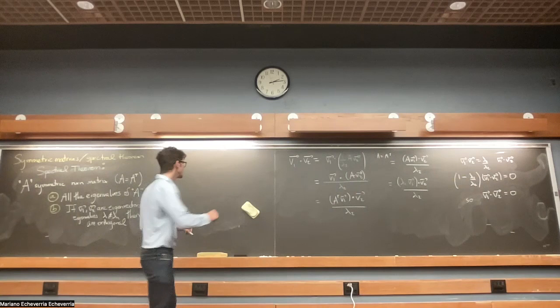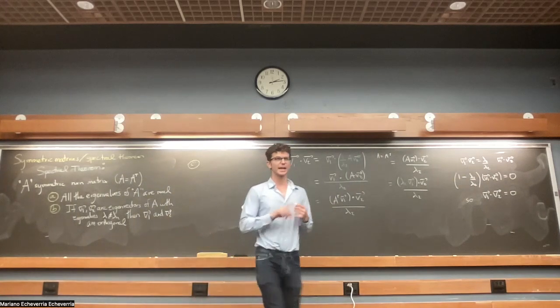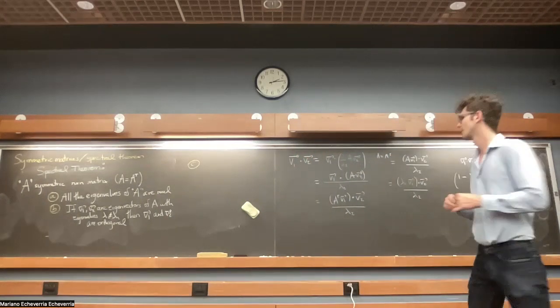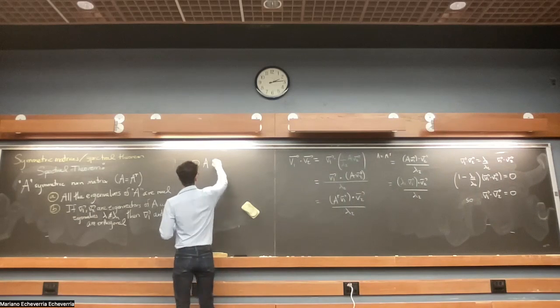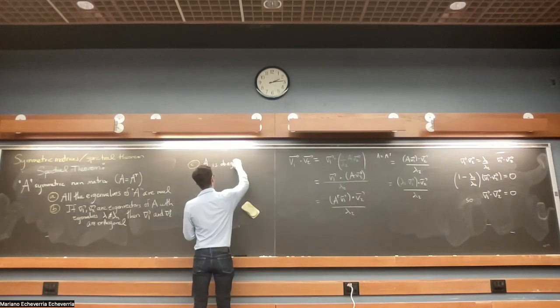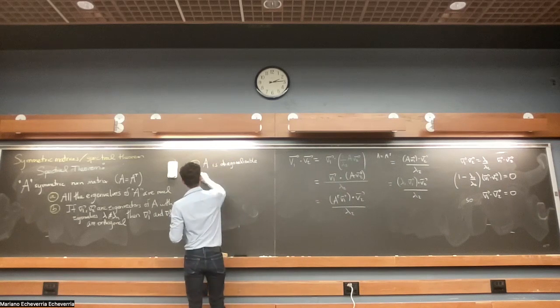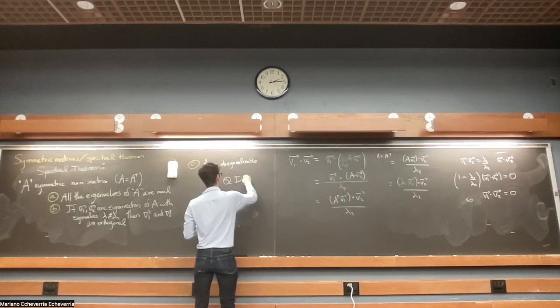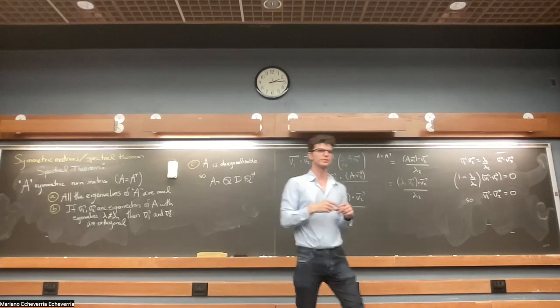And C is the most important part, which says that A is going to be diagonalizable. So A is diagonalizable. I don't know if you remember the condition for being diagonalizable. There were different ways to write it. This was one of the ways you could write it.